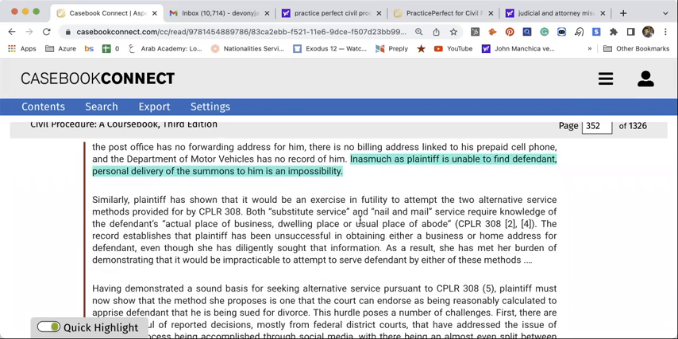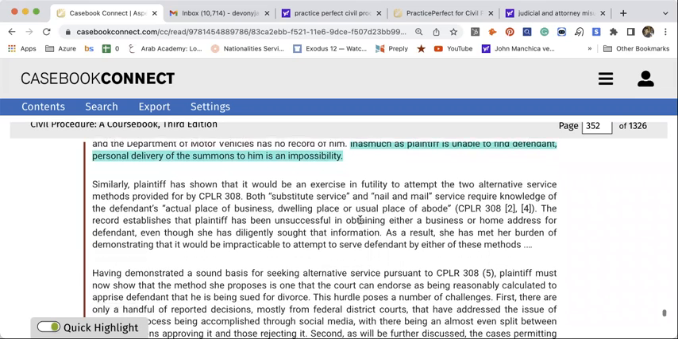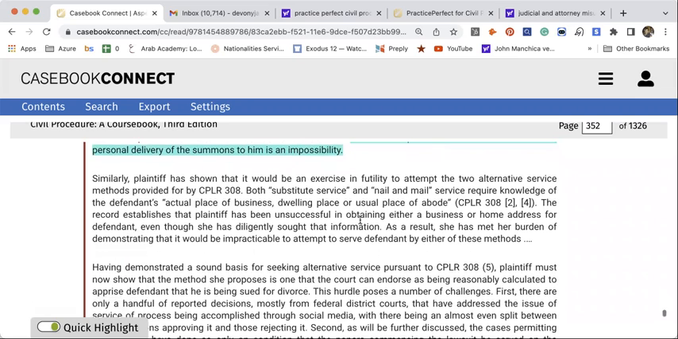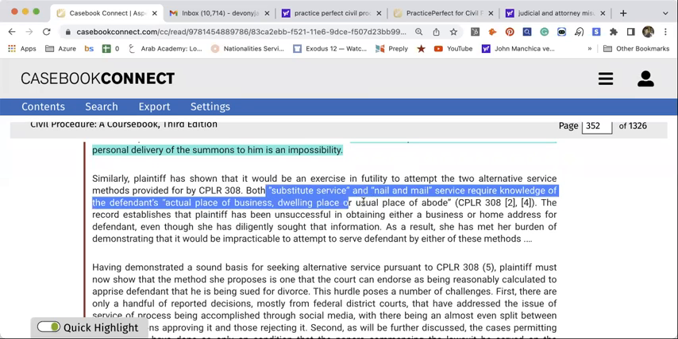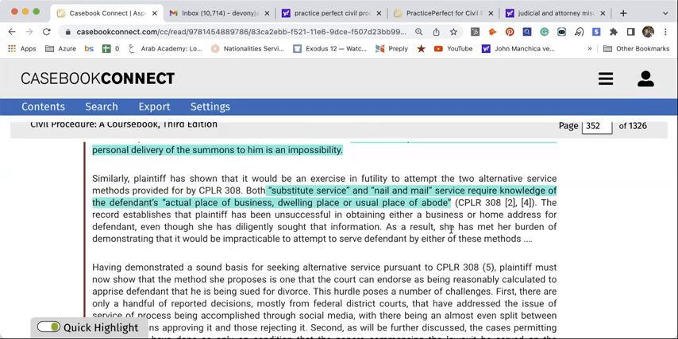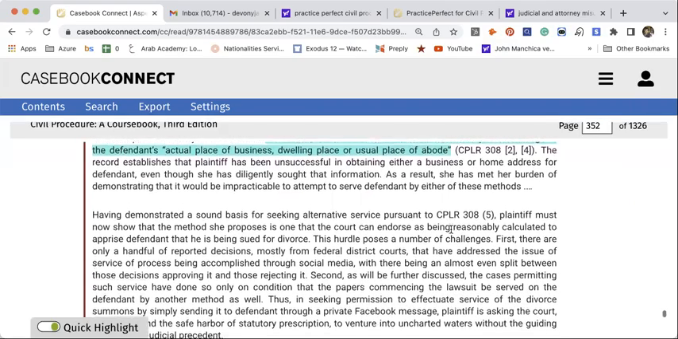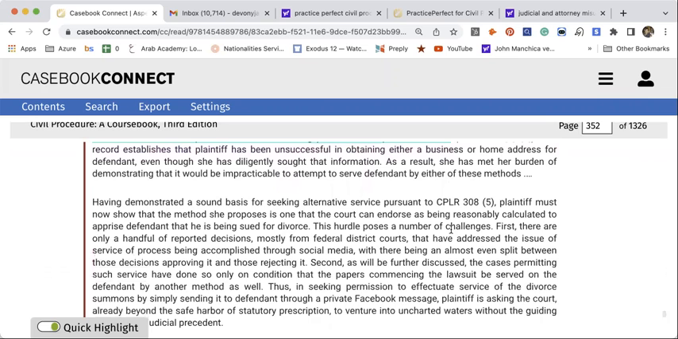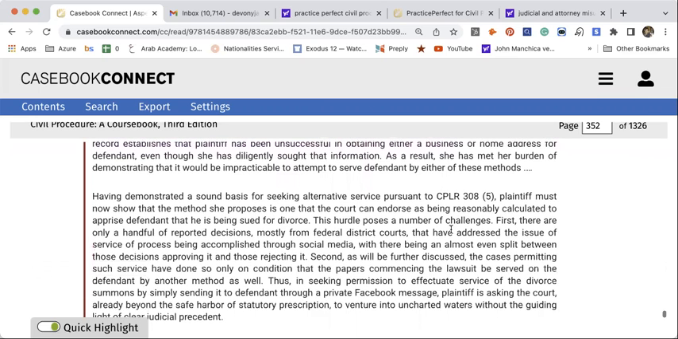Similarly, plaintiff has shown that it would be an exercise in futility to attempt the two alternative service methods provided in CPLR 308. Both substitute service and nail and mail service require knowledge of the defendant's actual place of business, dwelling place, or usual abode. The record establishes that plaintiff has been unsuccessful in obtaining either a business or home address for defendant, even though she has diligently sought the information.